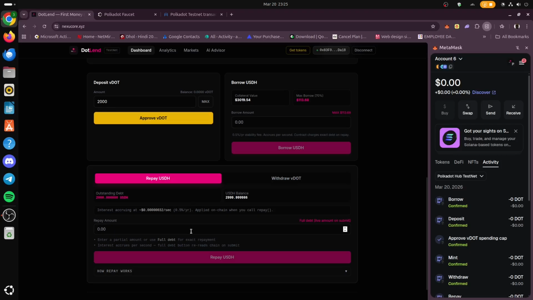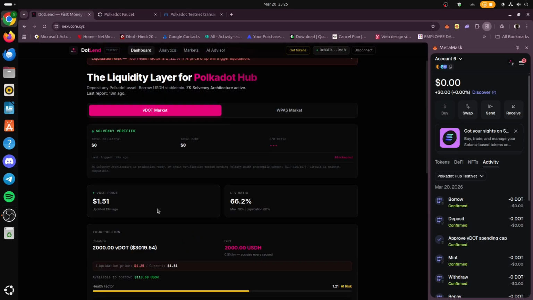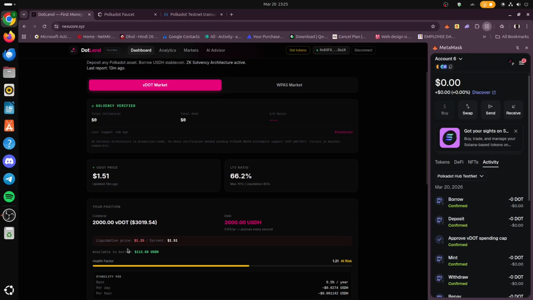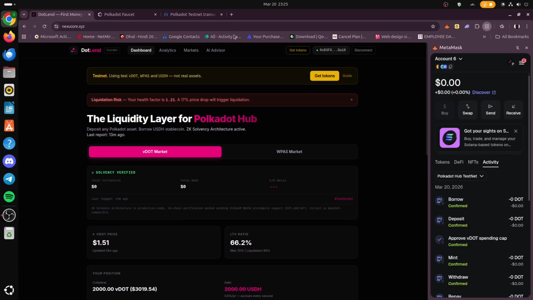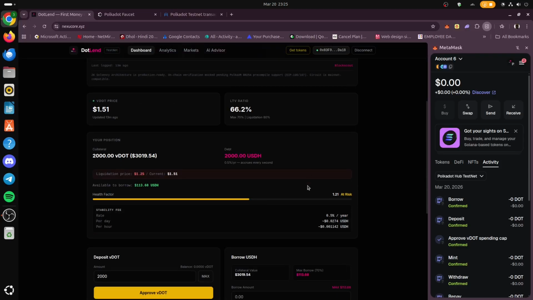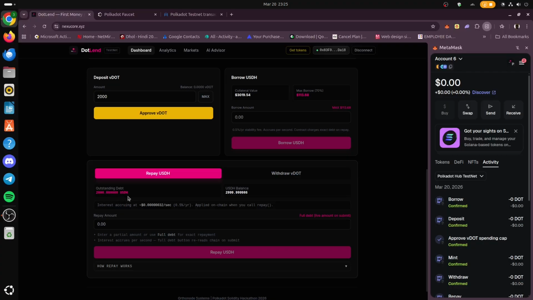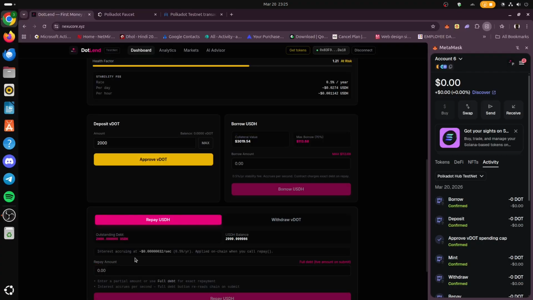And see the current liquidation price, etc. It's being diagnosed and calculated by our AI advisor. We are using Grok. There's nothing to hide, it's an open project. Now you see here, outstanding debt is around 2000 USDH, and the interest accruing is 0.00000032 USDH per second, which is around 0.5% per year, applied on chain when you call repay.